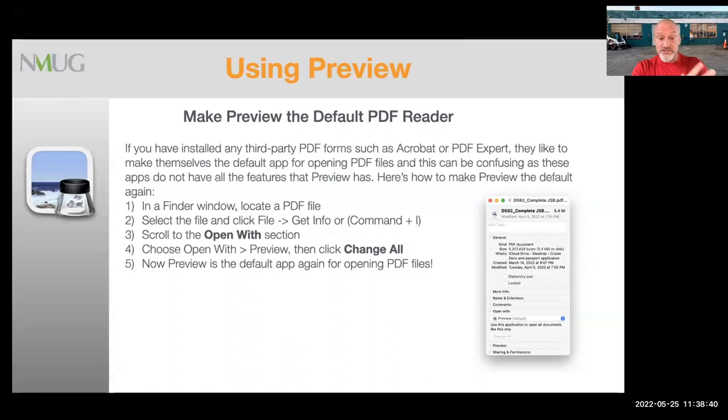So the way to change Preview back to your default, if it's not, is in any Finder window, you can locate a single PDF file. It can be in your downloads folder. It could be a bank statement, a boarding pass. So any PDF file that you can find in a Finder window. And then what you'll do is select that file and either hit Command-I or click on the File menu and say Get Info. And this will bring up a little dialog box about the Preview and such. So there's a section called Open With there. And when you click Open With, you'll be able to select.